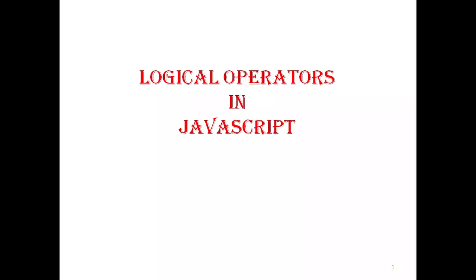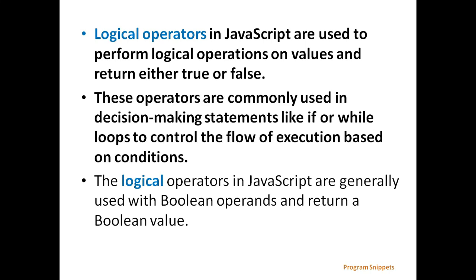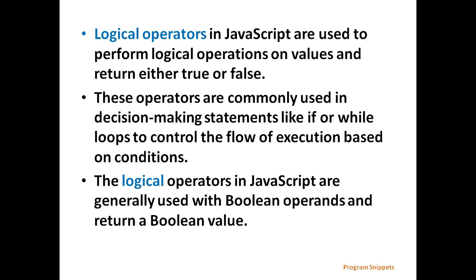Here we will see logical operators in JavaScript. Logical operators in JavaScript are used to perform logical operations on values and return either true or false. These operators are commonly used in decision-making statements like if or while loops to control the flow of the execution based on conditions. The logical operators are generally used with Boolean operands and return a Boolean value.